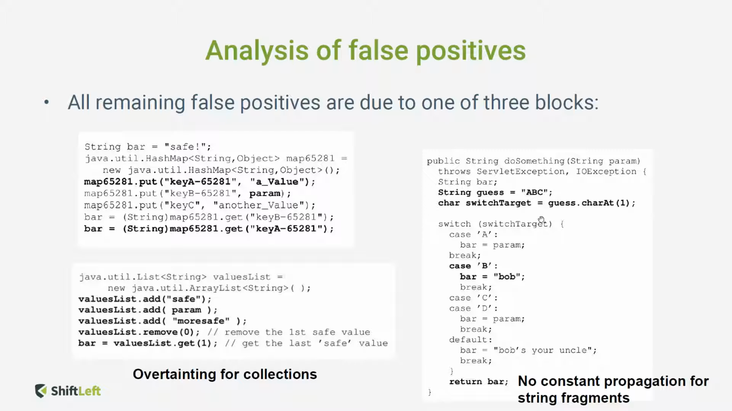And then finally, I guess this is a bit artificial, but consider that there's string ABC, and we always read the second character B. Then we know that all of these branches here in the switch statement are actually dead, and so bar is always going to be set to Bob. And this is the third case in which we have false positives.